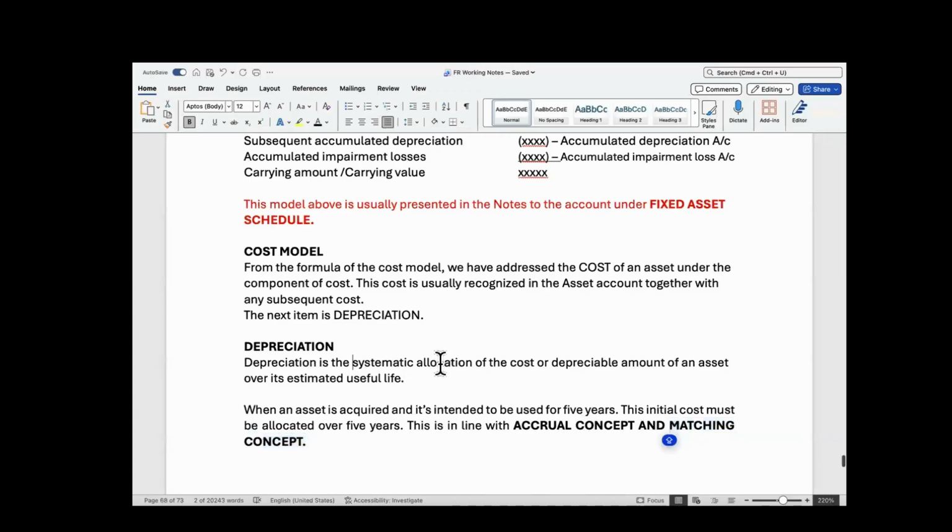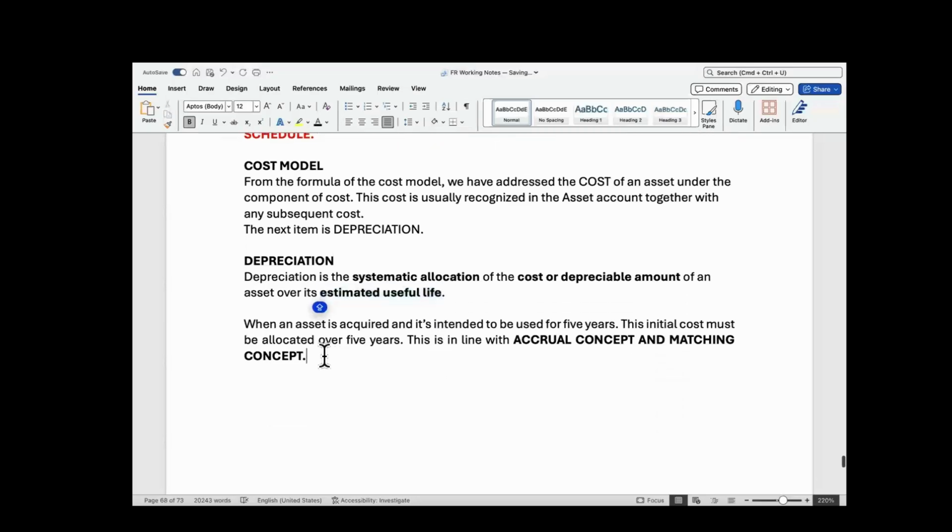To break this down further, how are we able to achieve that systematic allocation? I already mentioned cost, but I haven't mentioned depreciable amount, because that is what you are really allocating, cost or depreciable amount, over its useful life. How is this also determined? The easiest one is cost or depreciable amount. Let me leave cost out because we have already dealt with that, but we have not really touched depreciable amount.